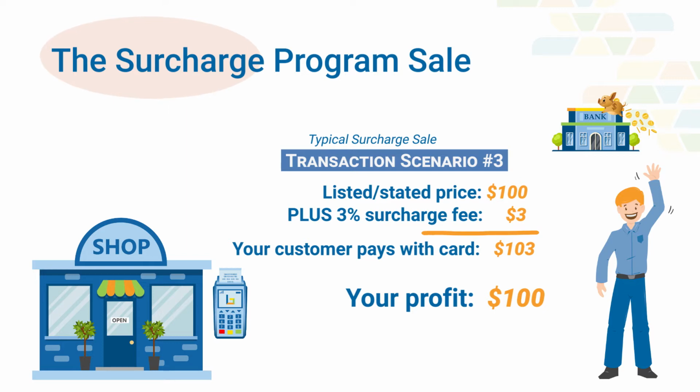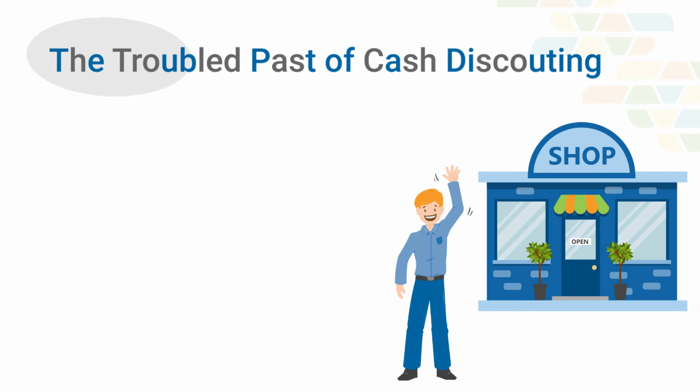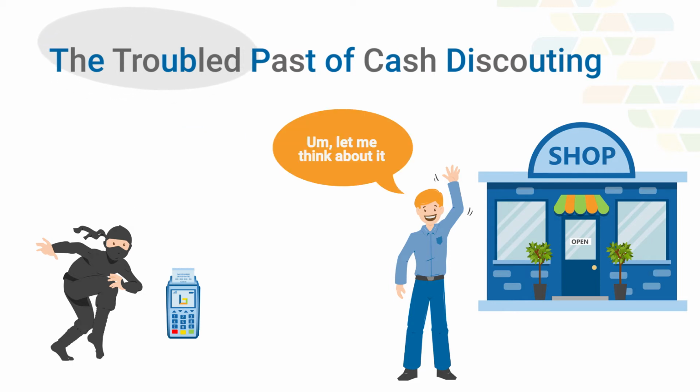Now, before we get into the details of how the new cash discount program works, understand the troubled past of cash discounting, because historical cash discount programs and surcharge programs, and actually convenience fee programs for that matter, have all sort of infringed on each other, and the lines that separate them have been blurred. Here's the highlights and the short version.